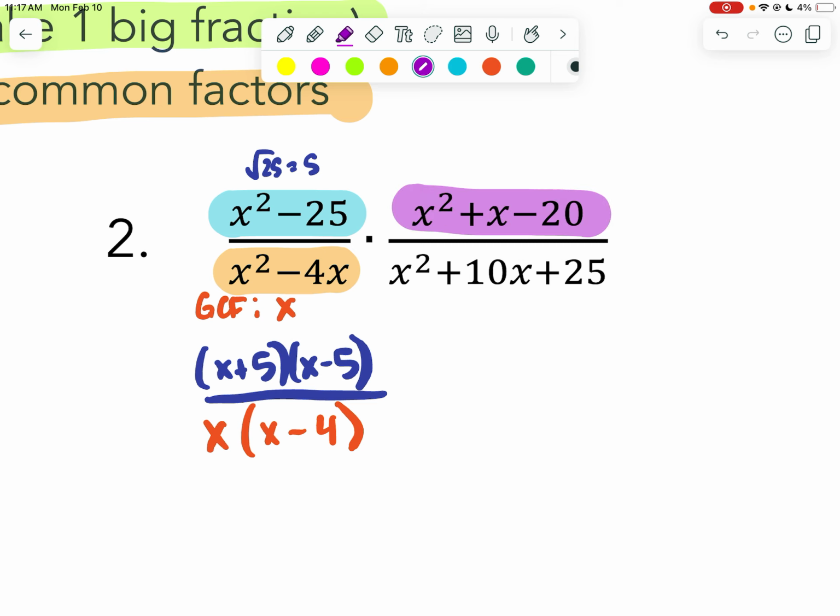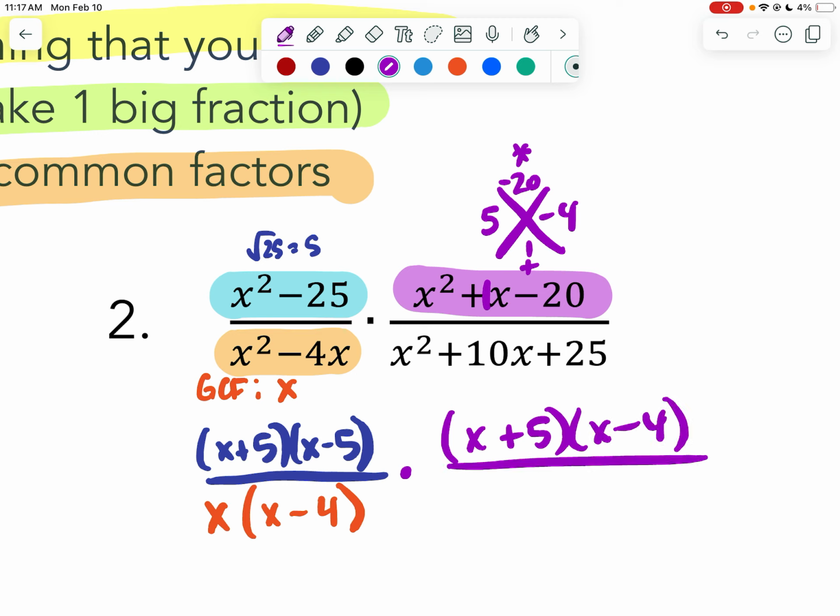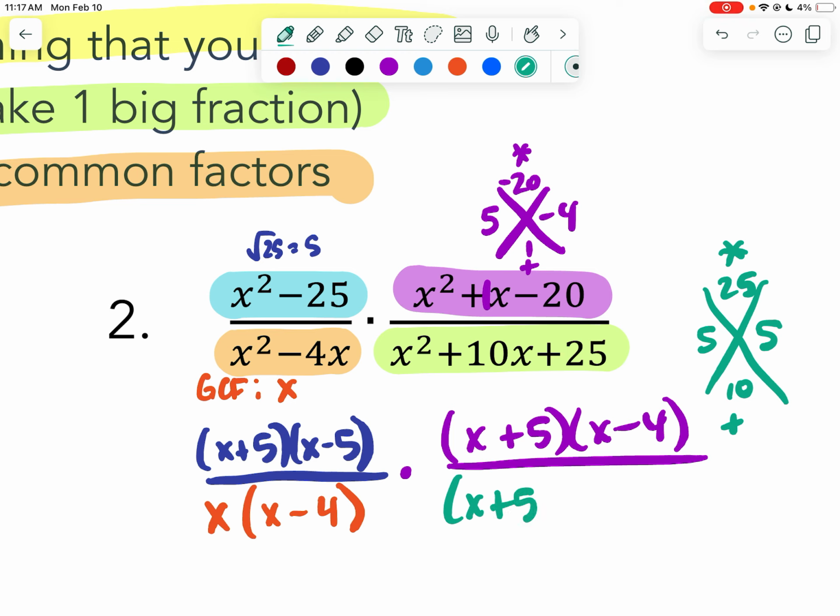All right, top right, that's 3 terms. I'm going to multiply to -20 and add to 1. So that would be 5 and -4. And this one has a bunch of factoring. So now on the bottom right, I can also factor that. It's 3 terms, so I'm going to do the x. That's multiplying to 25, adding to 10. Okay, so it's going to be 5 and 5. So I factored literally everything.